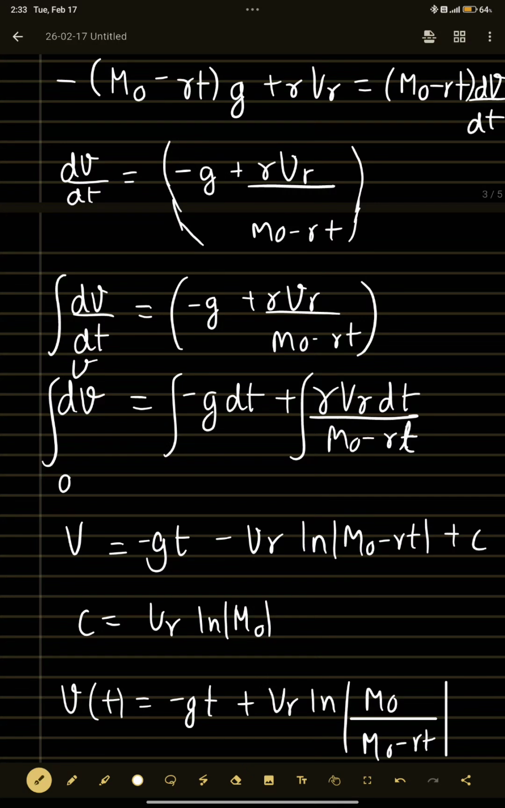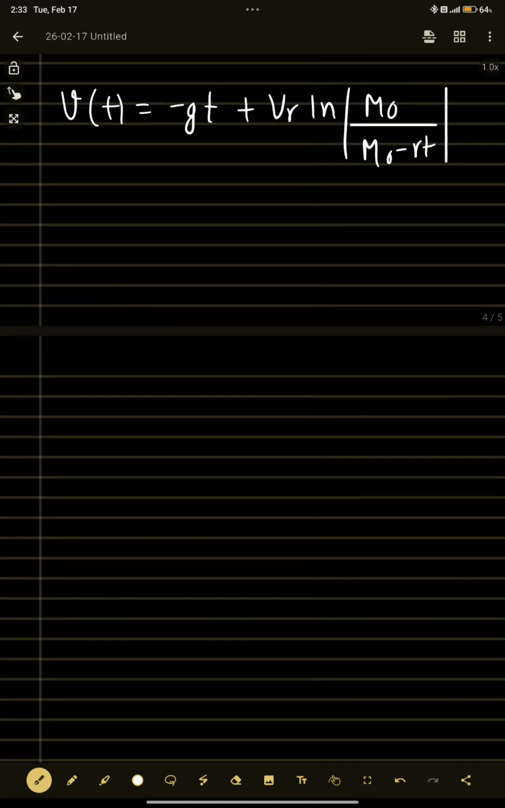Tell me this answer, velocity at the burnout. At what time does it reach the burnout? At what time does burnout occur?